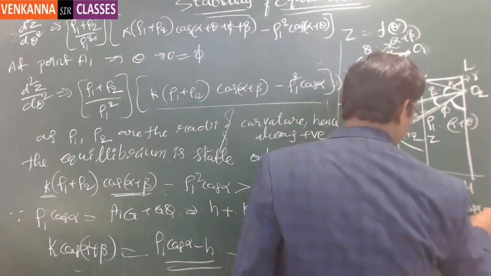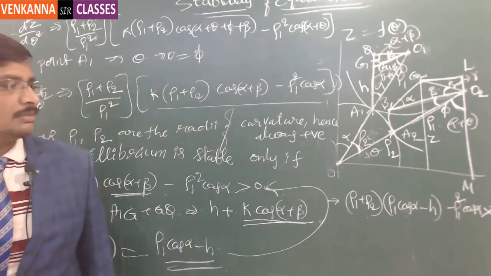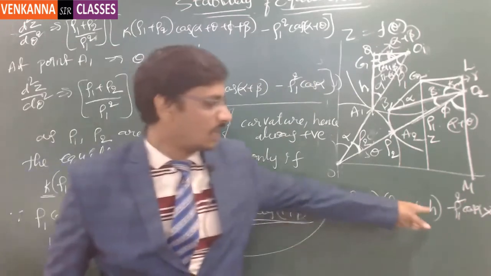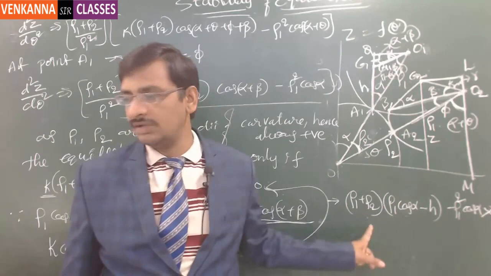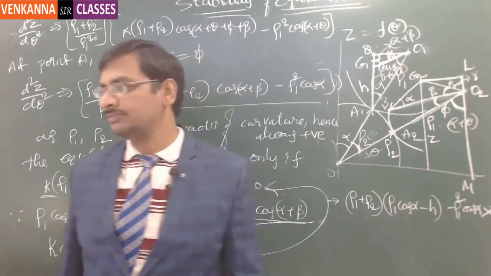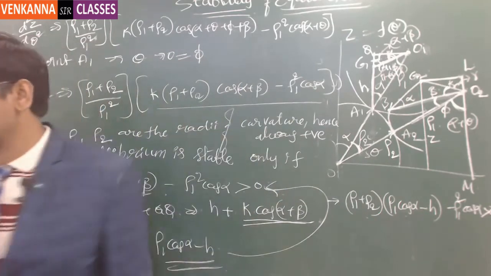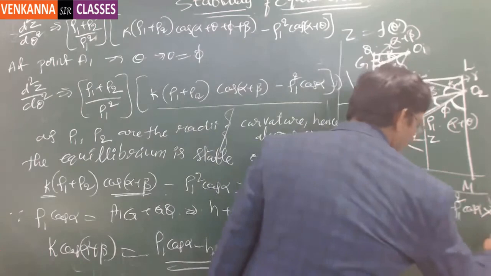And this value, if it is greater than 0, then we can say that the equilibrium is under stable condition. Now if you notice, all are known values here. Got it? All are known values. Rho 1, rho 2 are known values, and h is a known value, and alpha is a known value. Got it? So you can note this down. We will try to analyze this equation physically, what it means for us.